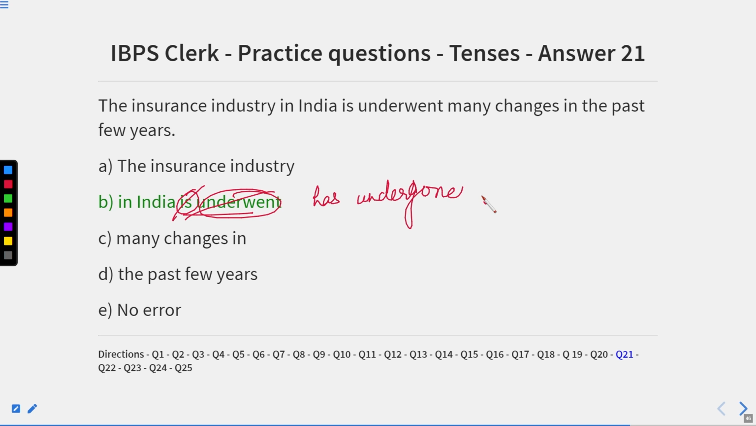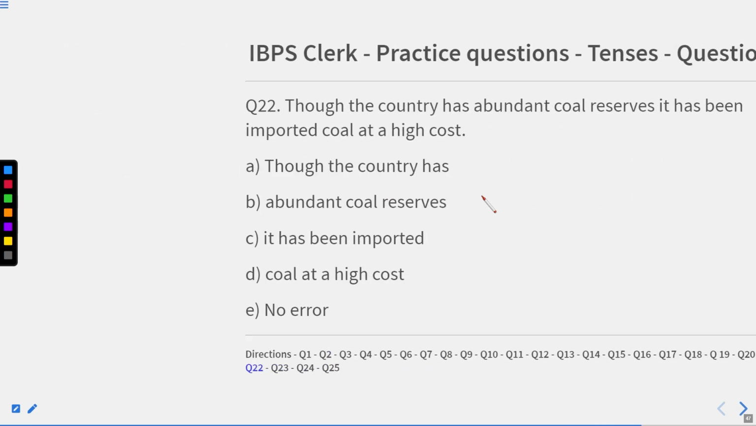We are not talking about the state of being of the insurance company or the industry, but the action that has already taken place with it. Now let us move to the next one.